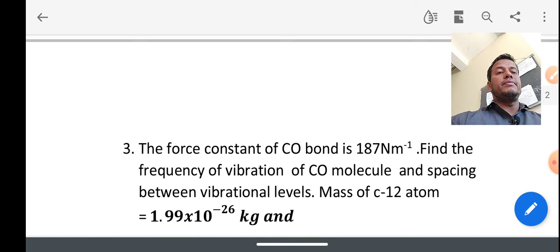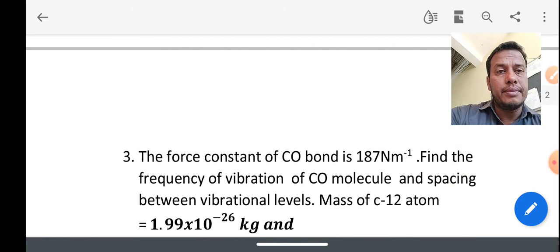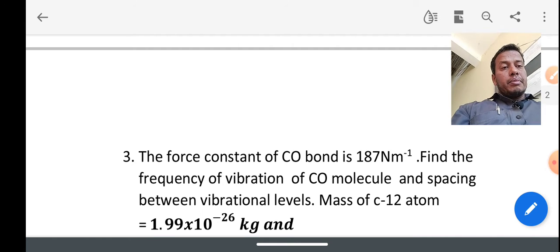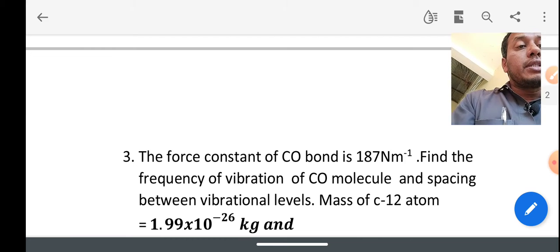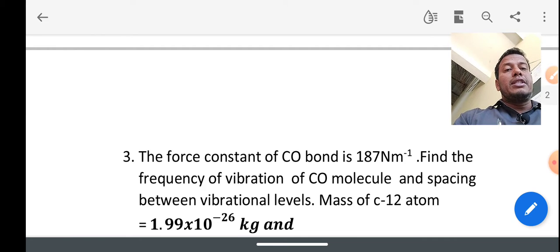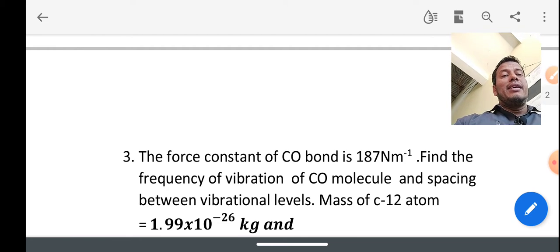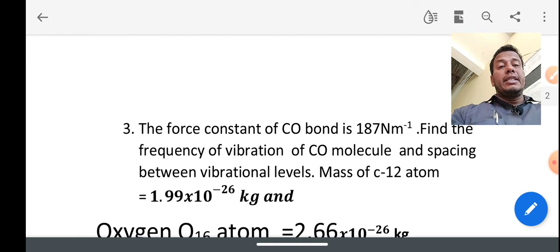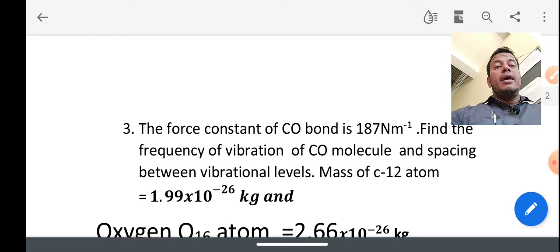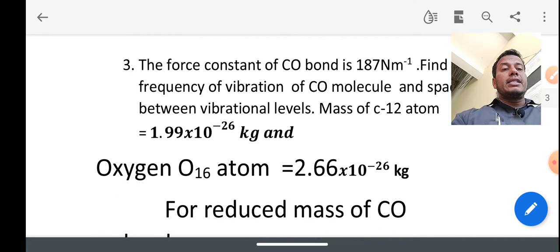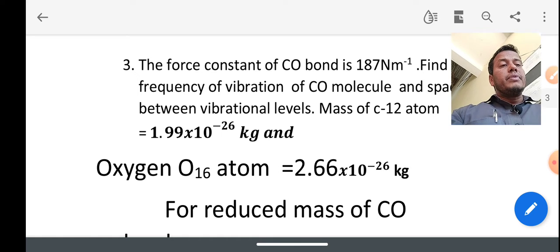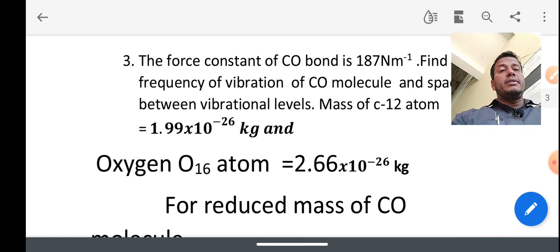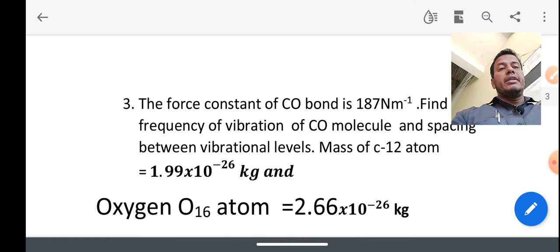For the next, third question, the force constant of carbon monoxide bond is 187 Newton per meter. Find the frequency of vibrations of the molecule and spacing between the vibration levels. So, mass of carbon is given, that is 1.99 into 10 to the power of minus 26 kg, and oxygen is 2.66 into 10 to the power of minus 26 kg. Let us calculate the reduced mass, then we find the frequency of the vibrations.